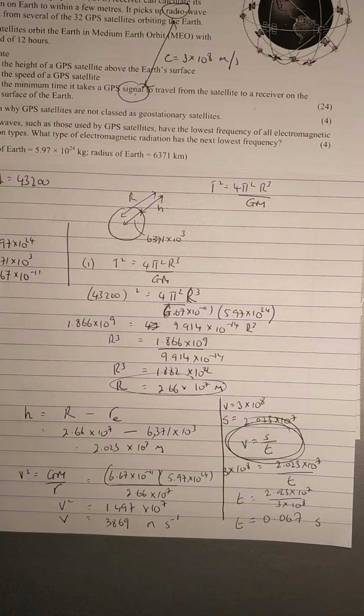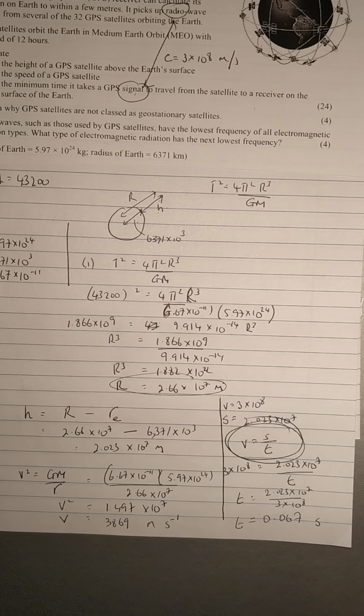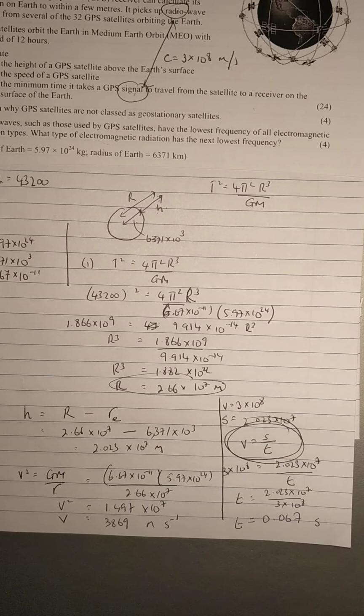And finally, this is not linked to mechanics, but let's look at it. Radio waves, such as used by GPS satellites, are at the lowest frequency. What type of electromagnetic radiation is next lowest? Well, you go up and microwaves is next. They also accept infrared, because microwaves are sometimes classed as infrared, but microwaves is where we'd be going with that, next lowest energy. Right, that's it.